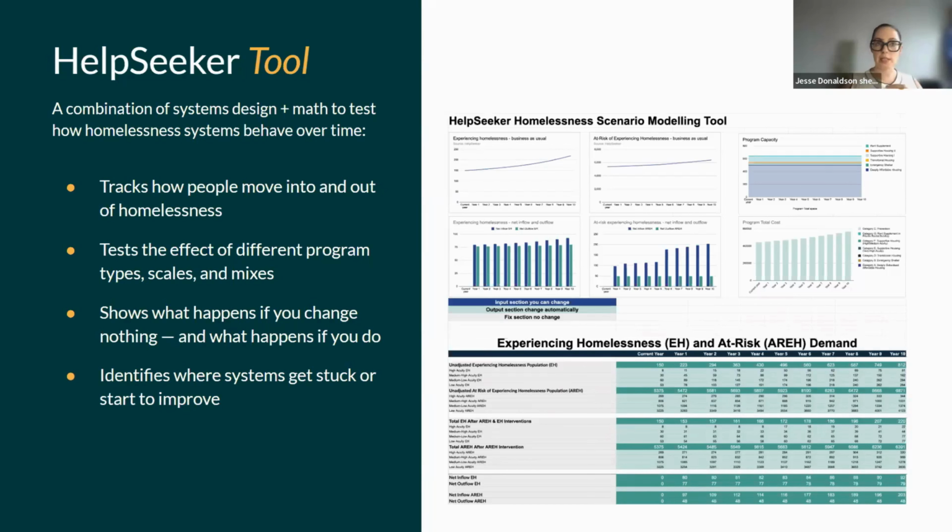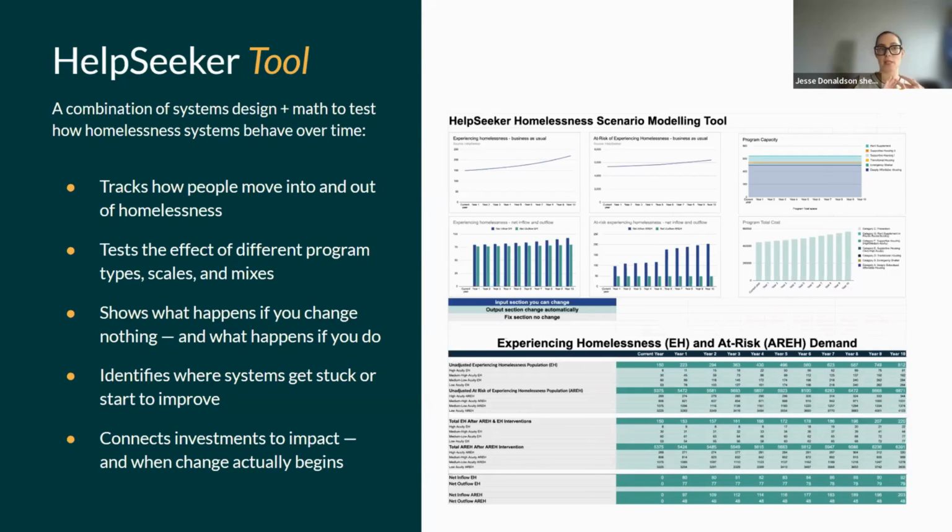It also helps you identify where systems get stuck or start to improve. One of the neat things we were able to incorporate is where you're overbuilding your system. If you're successful in reducing homelessness, your emergency shelter, for example, can come down. You can see in the tool that by maybe year 7, you're at 342% of your needed capacity for emergency shelter. That allows you to start adding conversions to other spaces in the tool. So maybe you take those emergency shelter spaces and turn them into transitional. I'll show you more about that too.